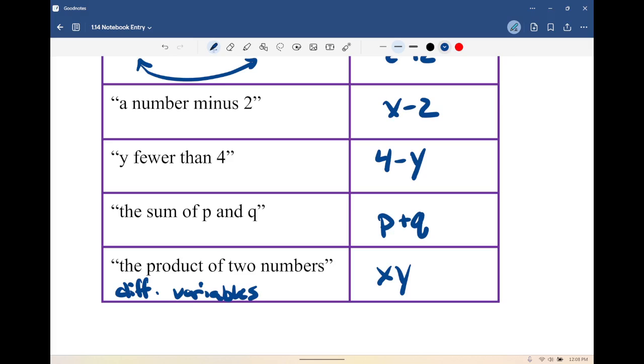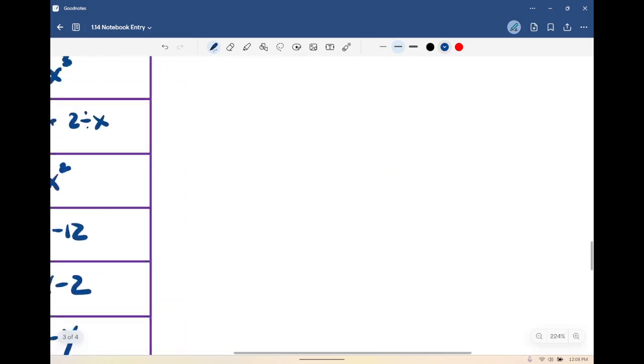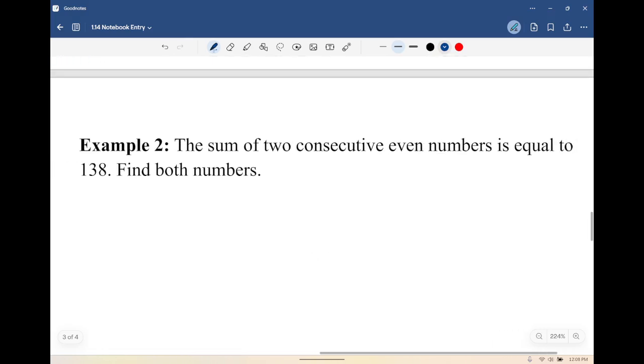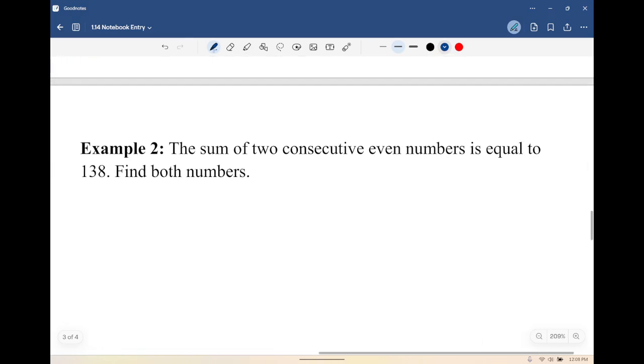Any questions on the table? All right. Shift to example 2, please. I want you to silently read example 2 and annotate. Silently read example 2 yourself and annotate it, please.